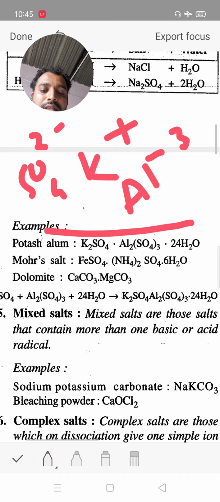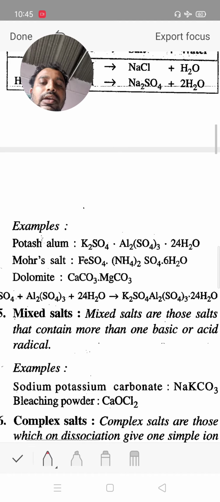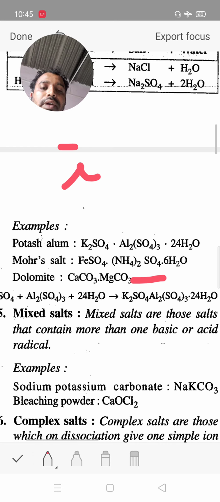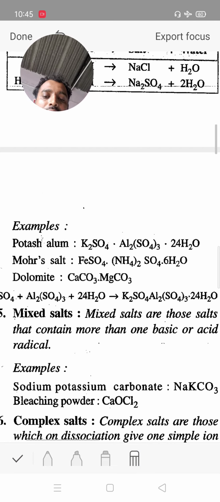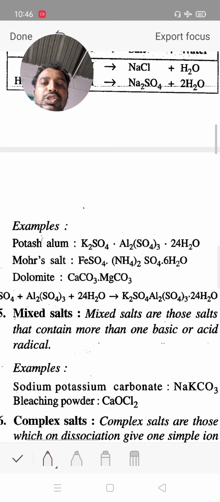Next example, Mohr's salt. Mohr's salt has ferrous sulfate and ammonium sulfate: FeSO4, (NH4)2SO4 and 6H2O. It is also an example of a double salt. Another example is dolomite ore, which has calcium carbonate and magnesium carbonate. It is an example of a double salt.